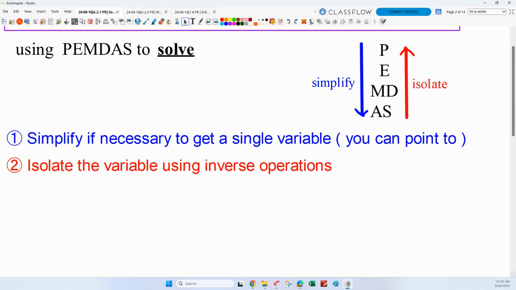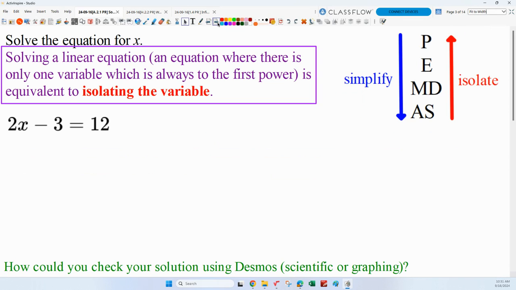Solving a linear equation is exactly the same thing as isolating the variable, and that's a good way to think about it. So let's start really simple and go through this process with some very simple examples. So here's one. Linear equation, only got x's. Notice the x's are to the first power.